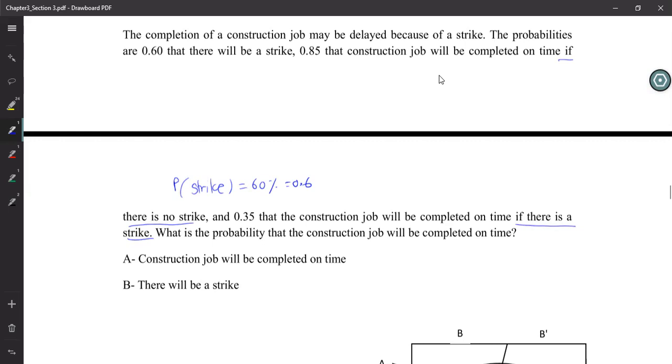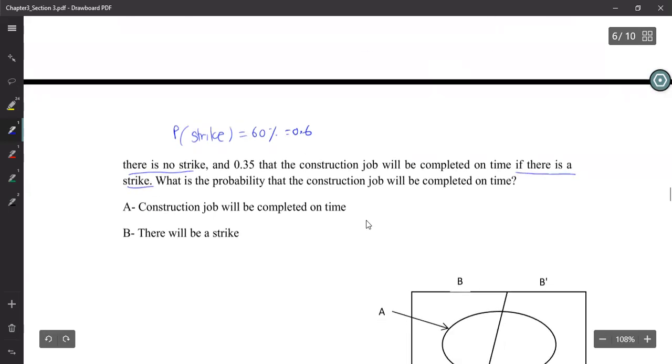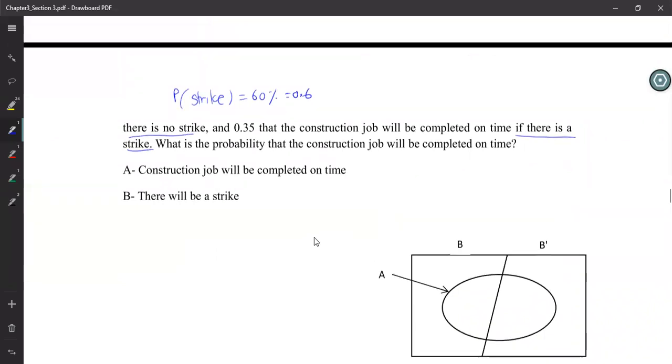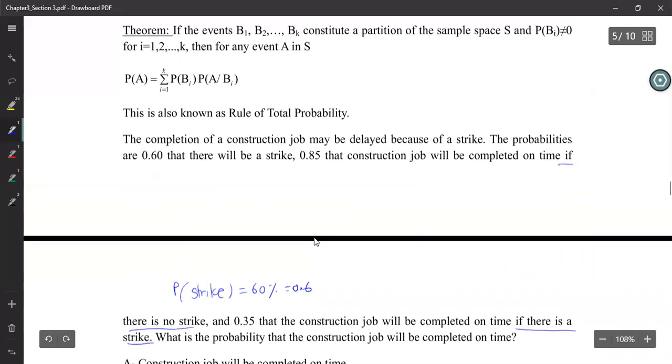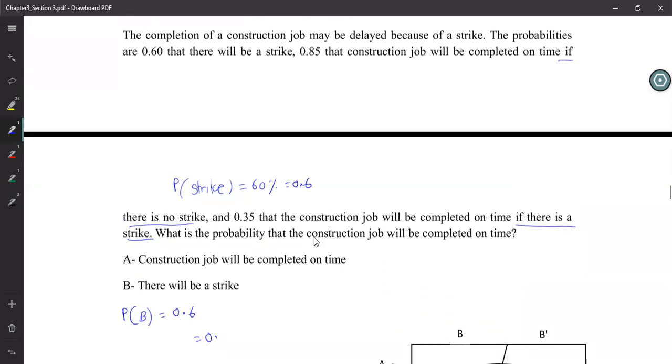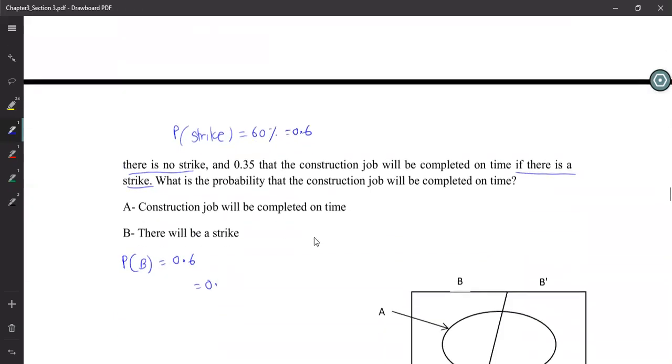Okay. So let's try to give some names to these events. A is the construction job will be completed on time. B is there will be a strike. Now what do we have? We have the probability 60% that there will be a strike. P(B) is 60%. Now what is 0.85 and 0.35? What are they?